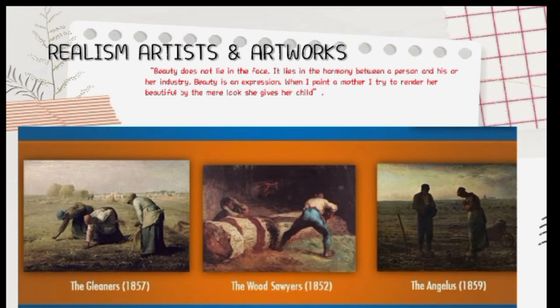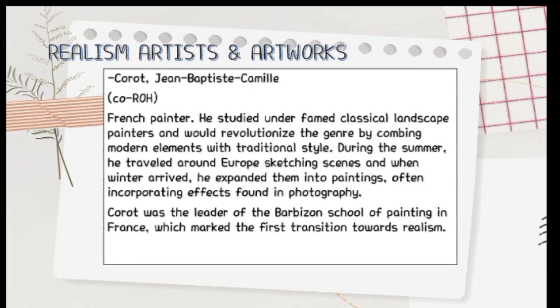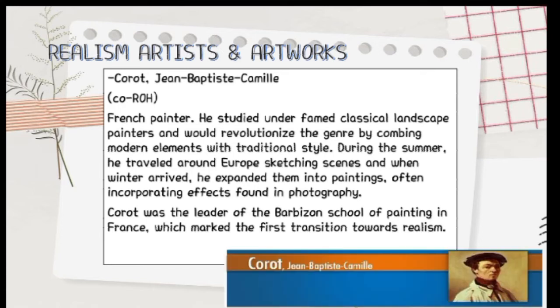Next in the line, Jean-Baptiste Camille Corot. A French painter, he studied under famed classical landscape painters and would revolutionize the genre by combining modern elements with traditional style. During the summer, he traveled around Europe sketching scenes, and when winter arrived, he expanded them into paintings, often incorporating effects found in photography. Corot was the leader of the Barbizon School of Painting in France, which marked the first transition towards realism.